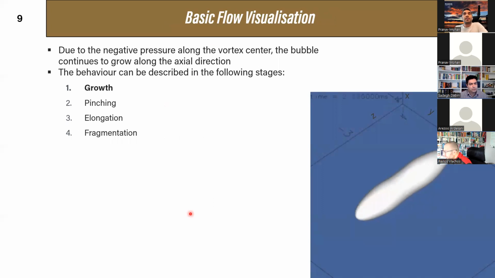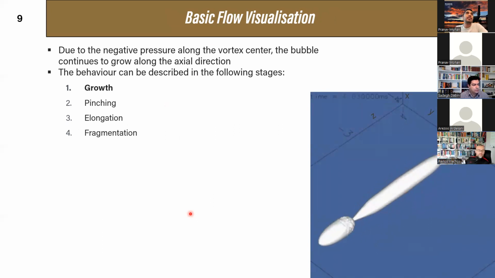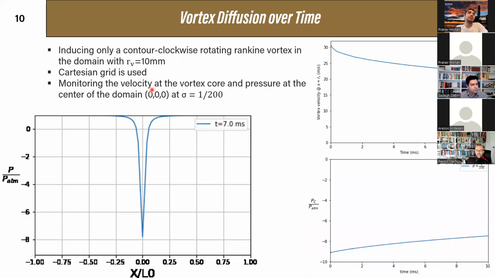So as I specified earlier, in a vortex, if the circulation velocity is really, really high, it can lead to very low pressures or even negative pressures at the core of the vortex. And if there's any nucleation site, it will grow. So there are different processes, like growth, and then pinching at the center, then elongation and fragmentation at the end. However, here we will be only analyzing the growth part and leaving the rest for later. I mean, we have only analyzed growth till now.